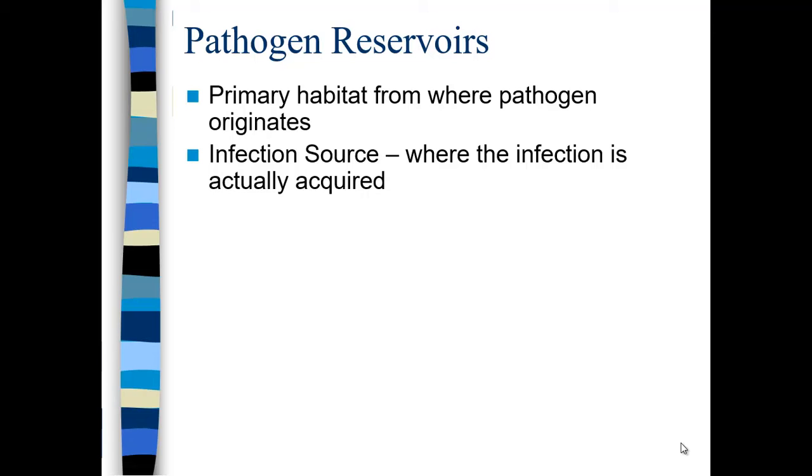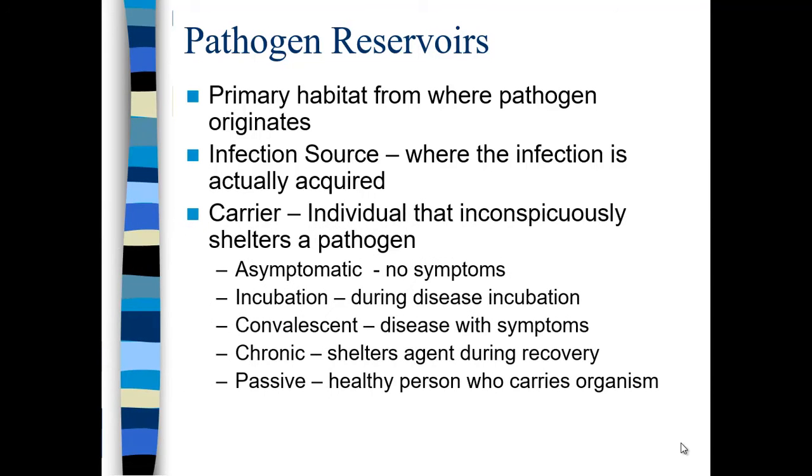The infection source is where the infection is actually acquired. And then you have carriers, and these are individuals that inconspicuously shelter a pathogen. Somebody who is sick is not a carrier. They can spread the disease, but a carrier is somebody that is a host, typically a person, that has the disease but is asymptomatic. Okay, and so an asymptomatic carrier has no symptoms.